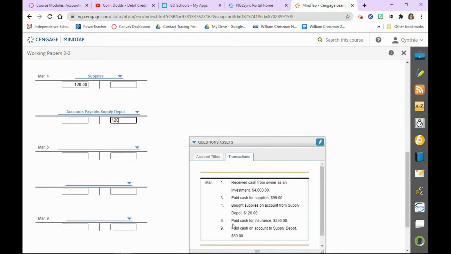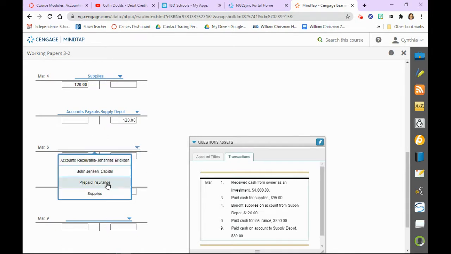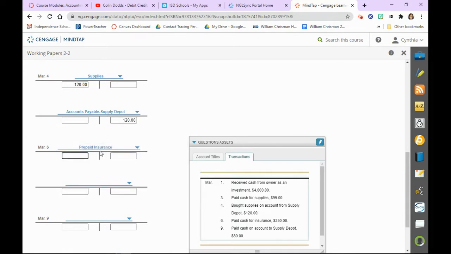On the 6th, paid cash for insurance. So this one's similar to our paid cash for supplies because cash and prepaid insurance are both assets. So prepaid insurance, the debit is going to go first. Increases with the debit. Cash is going to go down because we paid cash. It goes down with a credit.